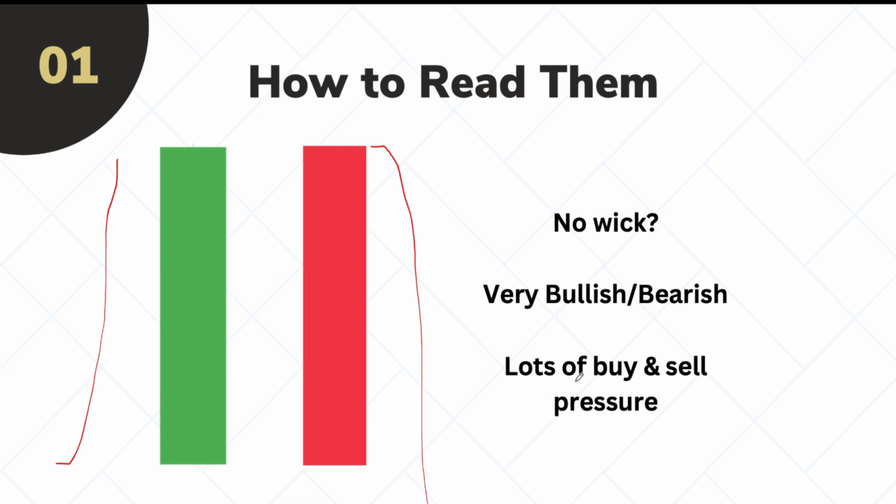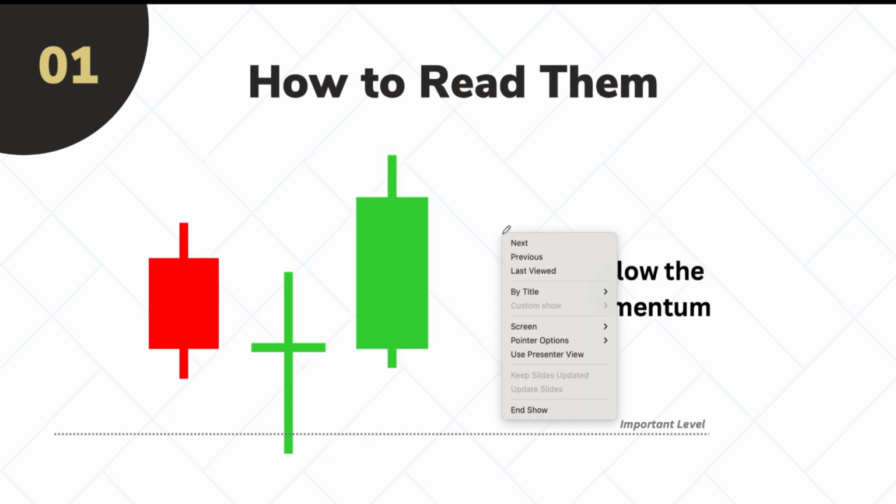So with the green one, there's lots of buy pressure pushing price higher. If you see this on a red candle with no wick, there's lots of sell pressure. It's a very bearish sign. Let's continue with what we just learned.